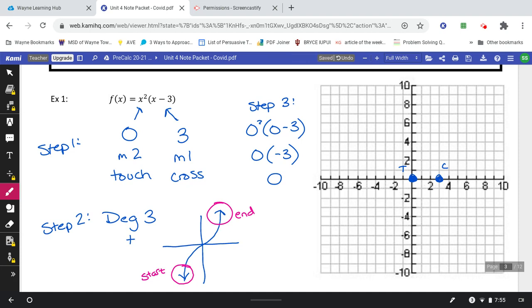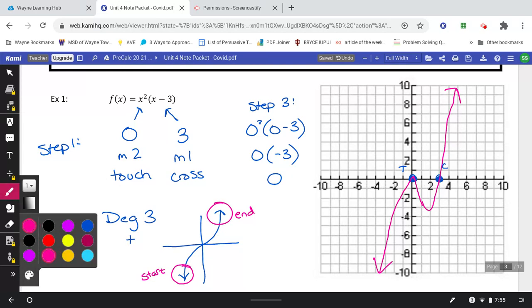So come, and you notice the 0 is already plotted, so I didn't have to make that y-intercept. You're going to come up, touch it, bounce away from it, and then cross all the way through it. It doesn't matter how low the dip is. It doesn't matter where you start on the left or end on the right. As long as you got that general idea, it's going to be a perfect sketch.